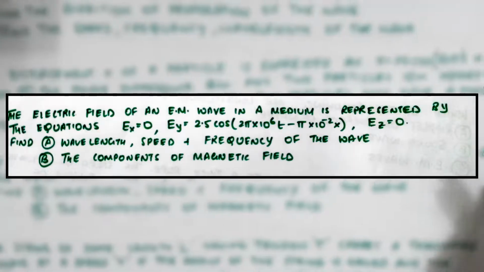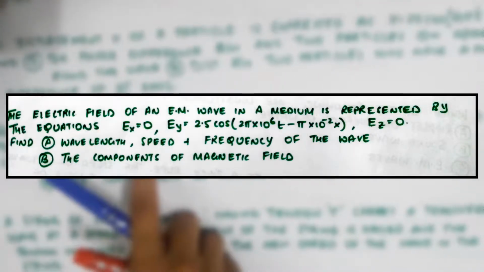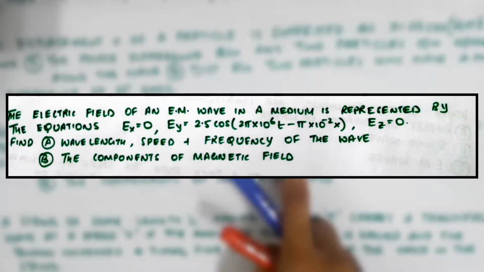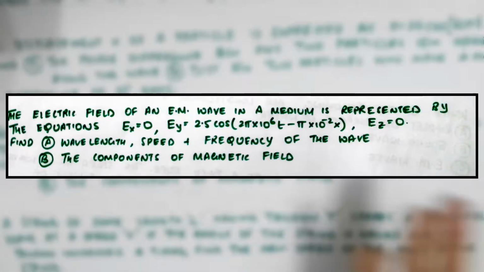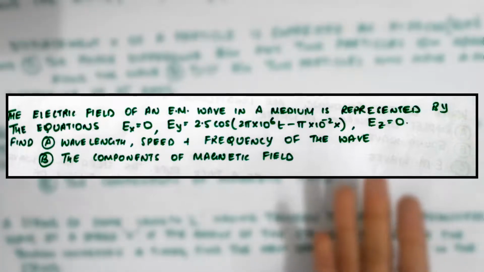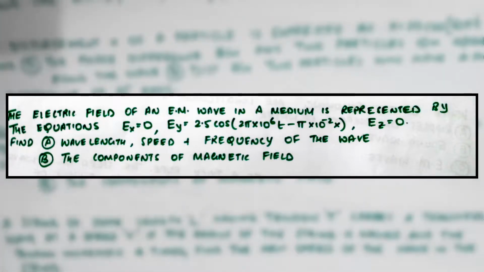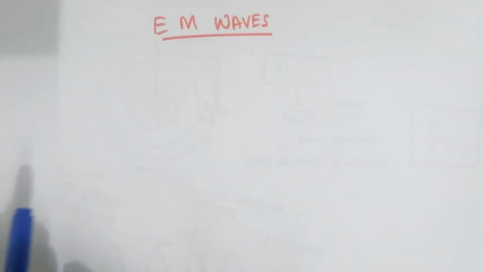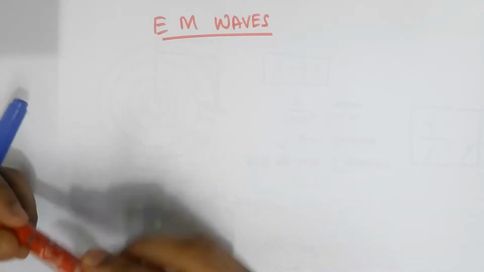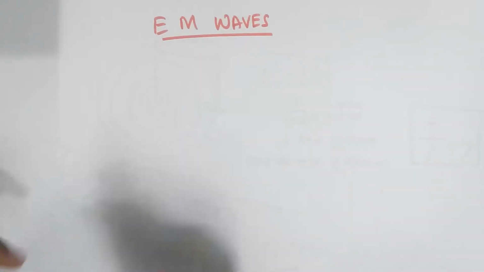Okay, let's look at the following question. We have an electric field of an electromagnetic wave in a medium. Before we go into the question, we need some background on electromagnetic waves. Electromagnetic waves are waves in electric and magnetic fields. What we need to understand are certain rules that they follow.